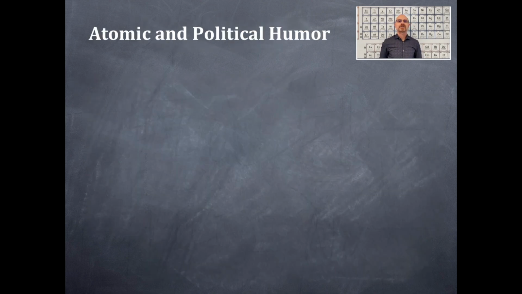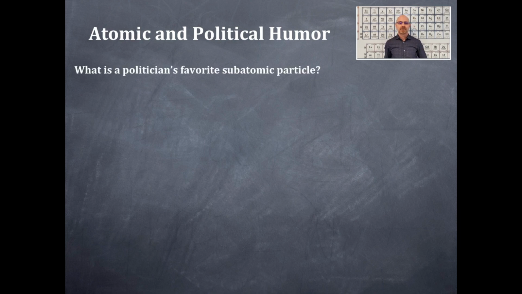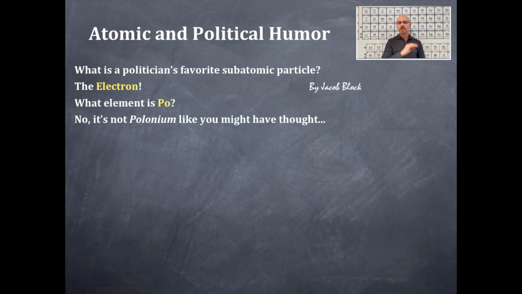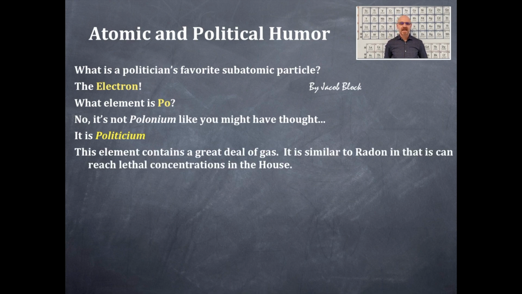All right, so here's some atomic and political humor combined together. What is a politician's favorite subatomic particle? The electron. Thank you very much, Jacob Block, for that one. What is the element Po? No, it's not polonium like you might have thought. It's politicum. This element contains a great deal of gas. It is similar to radon in that it can reach lethal concentrations in the house.